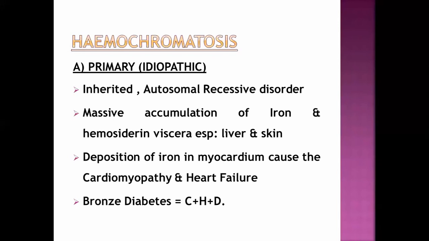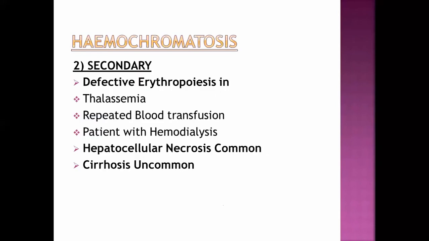So this is about the primary. Primary is idiopathic, the cause is not known; it is an inherited, autosomal recessive disorder. Massive accumulation of iron and hemosiderin occurs at two sites, liver and skin, and the third site, that is myocardium. In complicated cases, deposition of iron at the myocardium causes cardiomyopathy and heart failure.